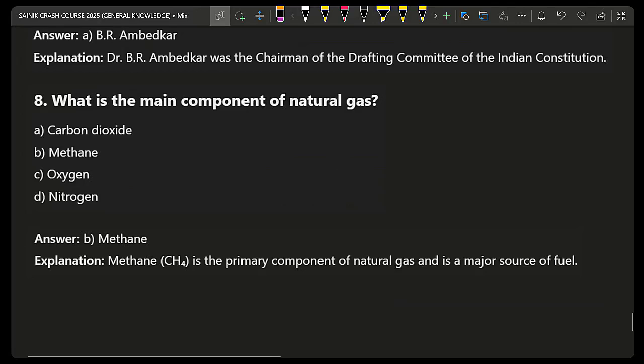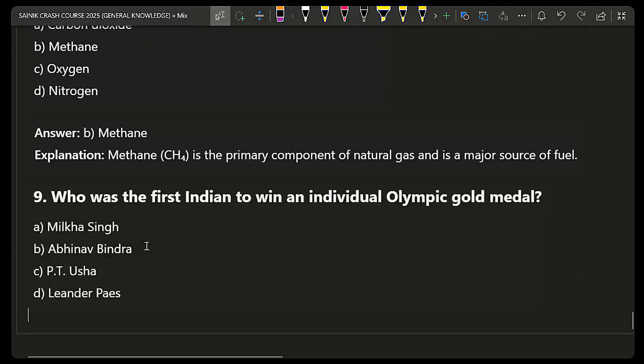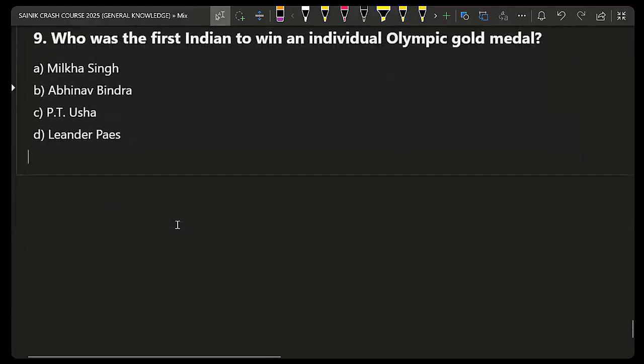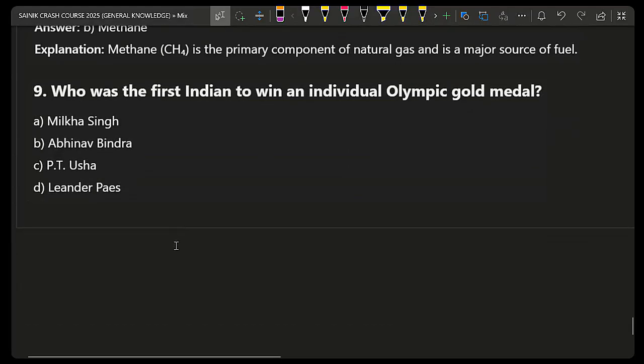Okay, let's see how many of you know this. This happened, I think, many years back. Who was the first Indian to win an individual Olympic gold medal? Not a group sport, individual Olympic gold medal. Option A, Milkha Singh. Option B, Abhinav Bindra. Option C, PT Usha. And option D, Leander Paes. Participate in the poll.